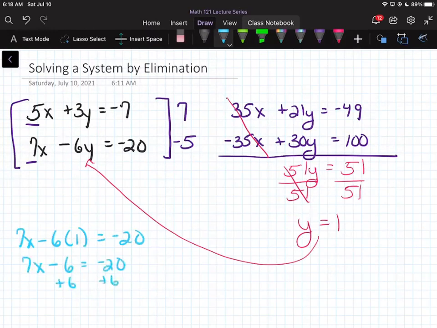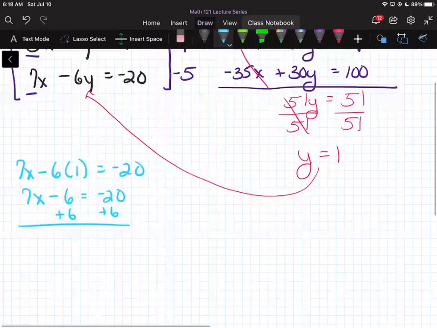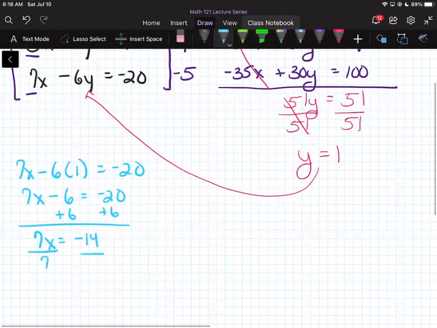Adding 6 to both sides, I have 7x equals negative 14, which leads us to x equals negative 2. Therefore, the solution to my system is negative 2, 1.